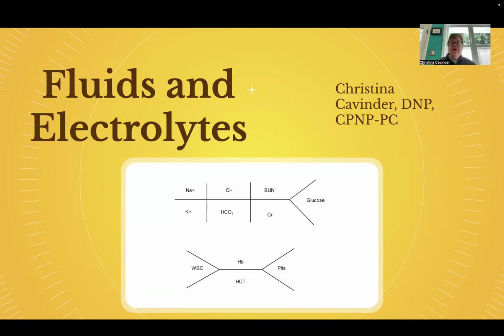Whenever we call this a fishbone, whenever you're writing shorthand on notes or something, this would be how it's written. So sodium is up on top here, the first one, potassium is under it, chloride is next, then bicarb is under it. Then BUN and creatinine, and then glucose is in the tail of the fish.